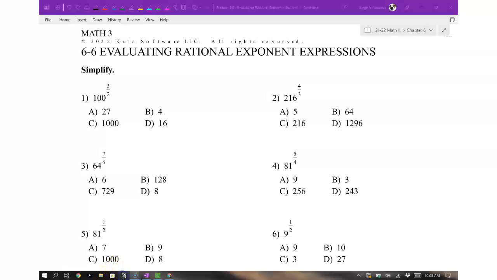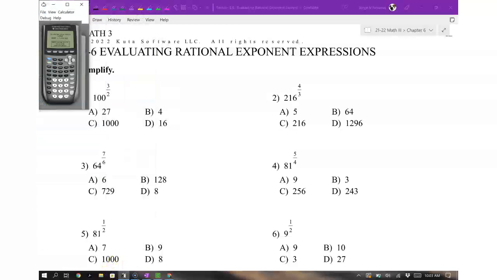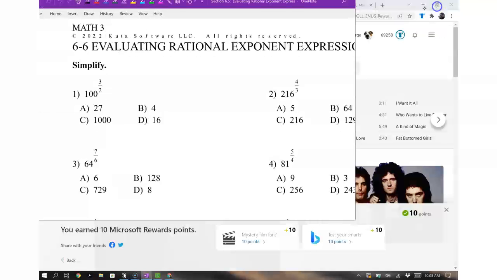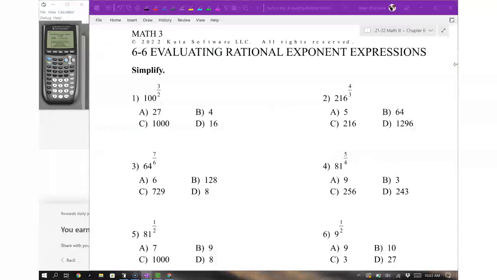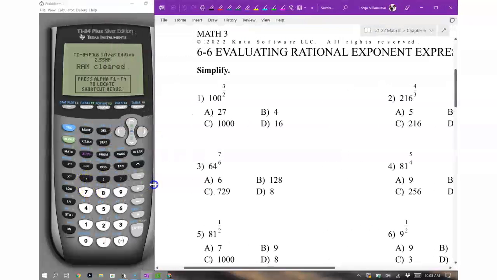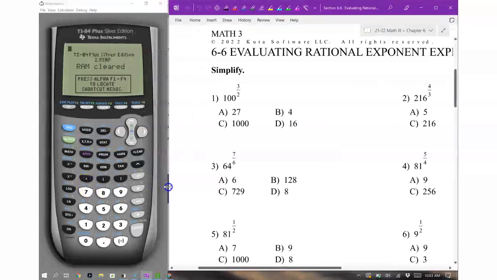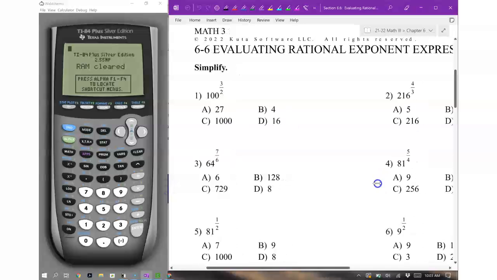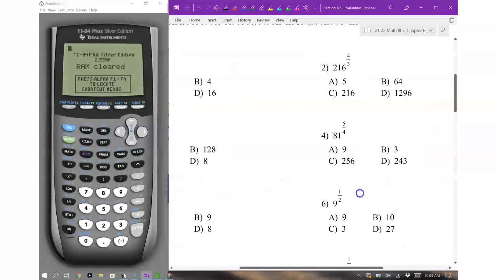Let me set this stuff up so I can see both the calculator and that. I don't know why this is so small, but there we go. Give me a second, I'm just trying to adjust it. All right.